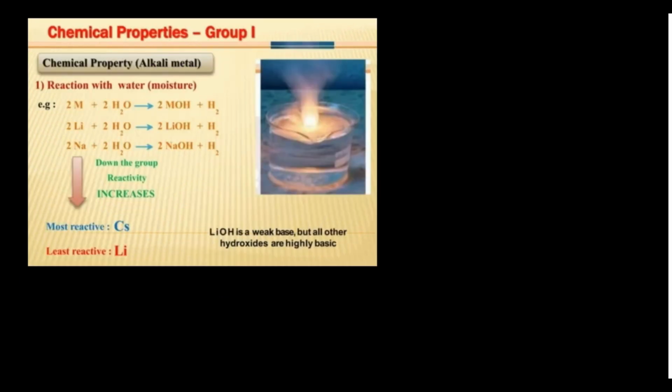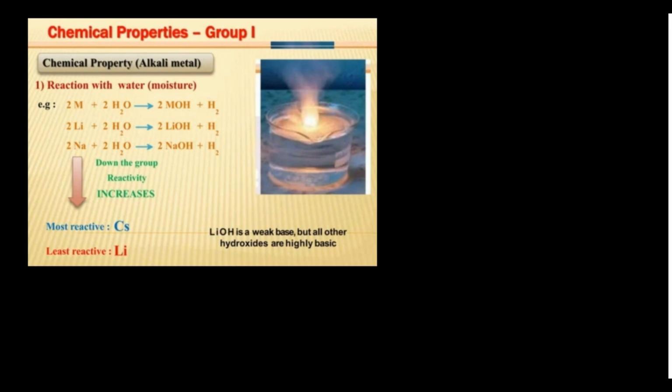So guys, now let's move on to the chemical properties of the alkali metals. First of all, we are going to look at the reaction with water or the moisture present in the atmosphere, right? In both ways, whether you treat these metals with water or they absorb moisture, the reaction happens in the same way. Here I have written the metal M, so I have generalized the reaction. Instead of M, you can write potassium or sodium, etc.